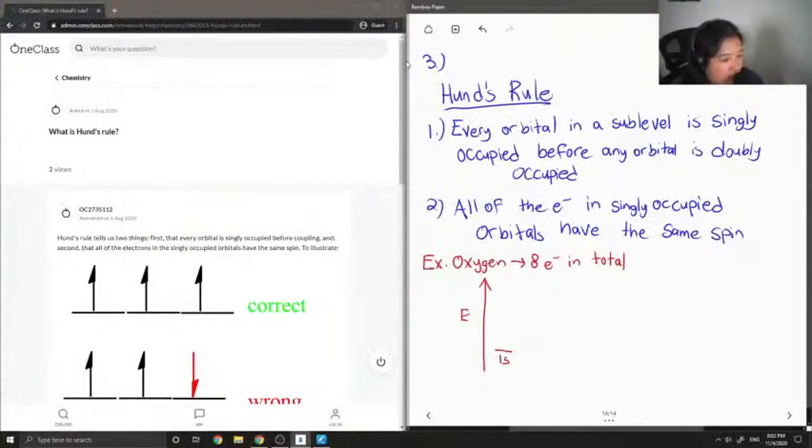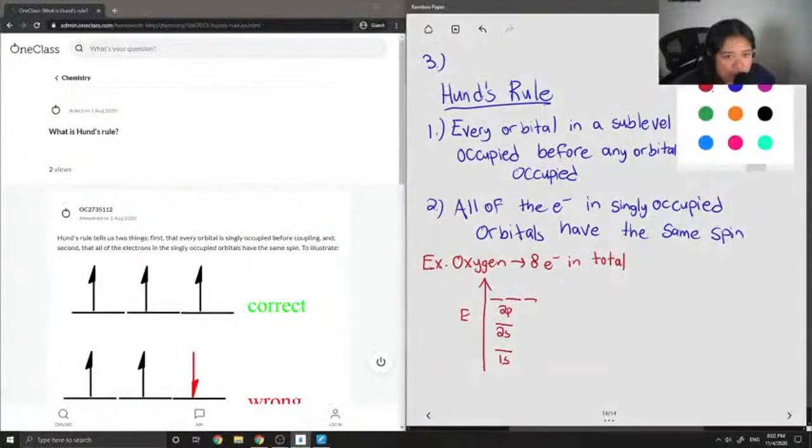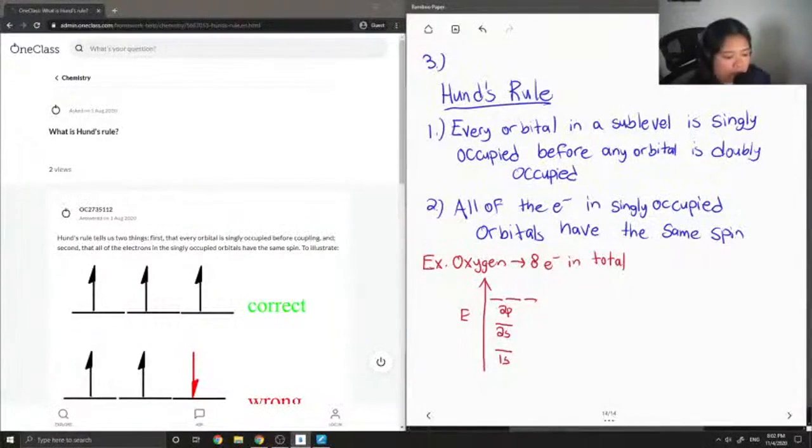1s, 2s, and then 2p. Okay, so we're going to start from the bottom and just count out all the electrons as we write them in. So starting at the bottom, we go 1, 2. So notice that first in every orbital, you have the electrons go spinning up.